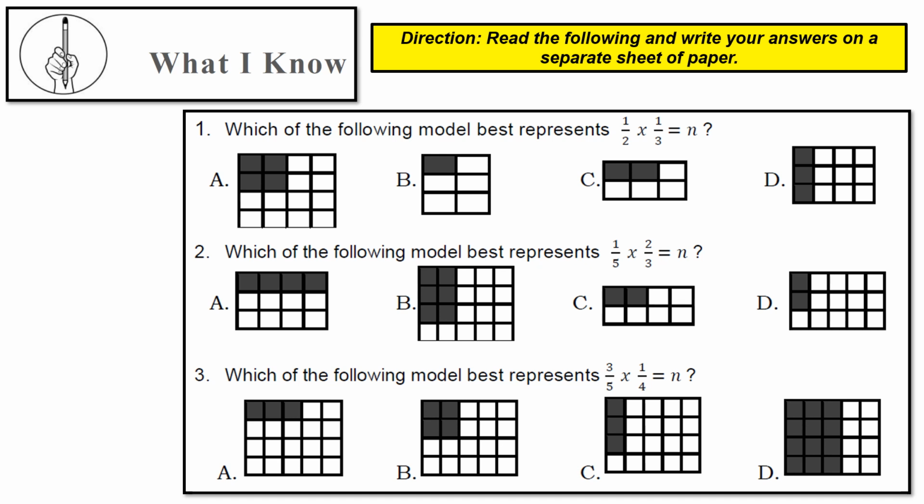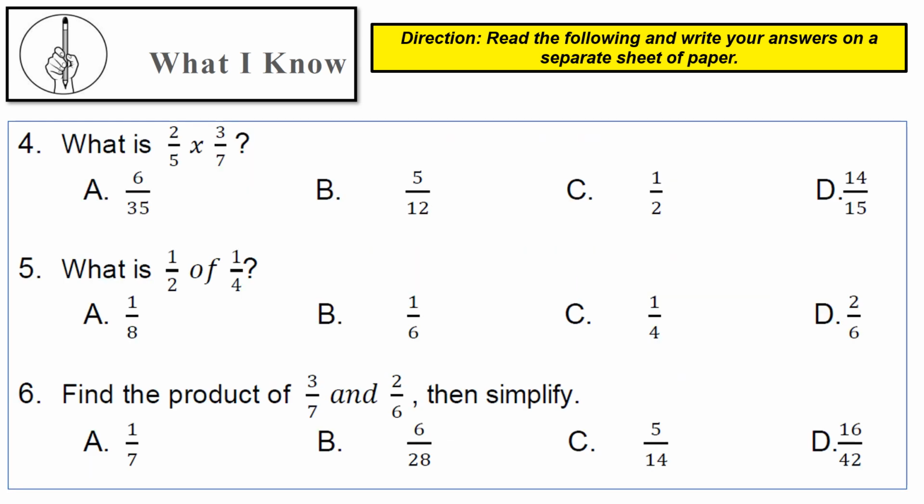Number 3, which of the following models best represents 3/5 times 1/4 equals n? Again, we have 4 choices. Number 4, what is 2/5 times 3/7? A, 6/35. B, 5/12. C, 1/2. D, 14/15. Number 5, what is 1/2 of 1/4? A, 1/8. B, 1/6. C, 1/4. D, 2/6.